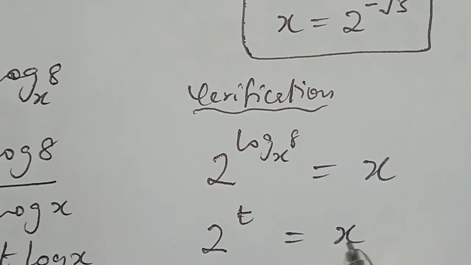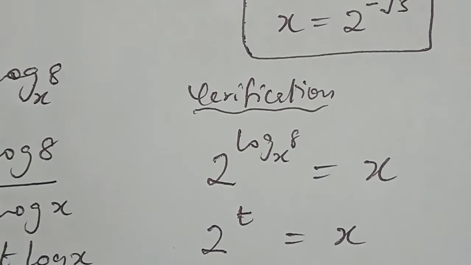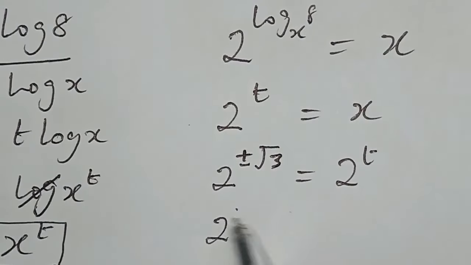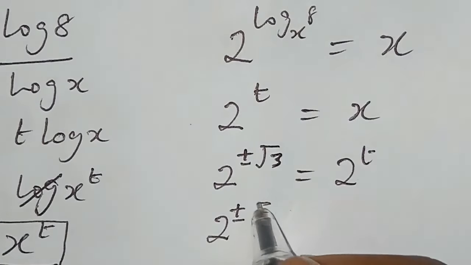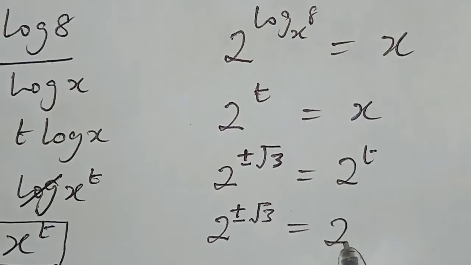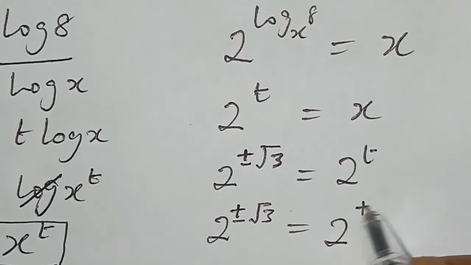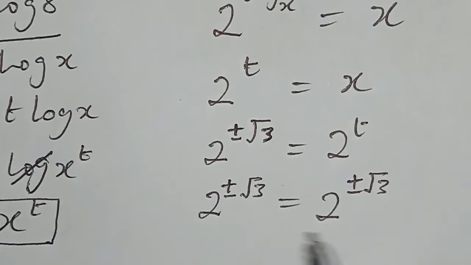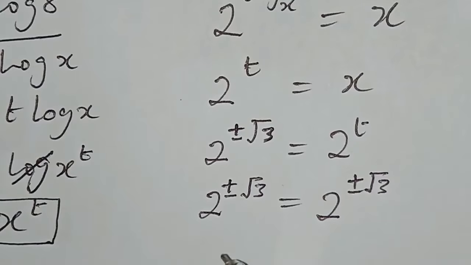And over here, our x is also given as what? 2 to the power of t. So if we apply t over here, we also have 2 to the power of plus or minus square root of 3. So 2 to the power of plus or minus square root of 3 is equal to 2 to the power of plus or minus square root of 3. So the left hand side is equal to the right hand side, which proves the value of x substituting for the value of t is correct.